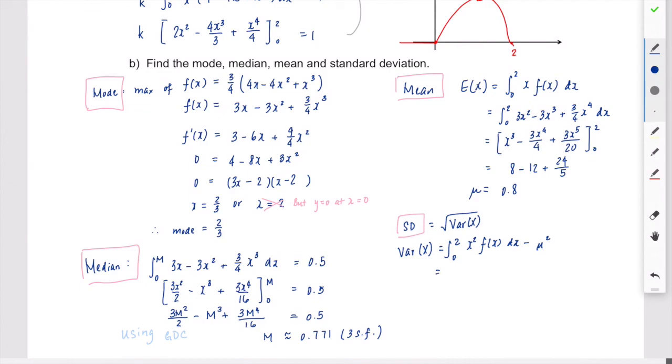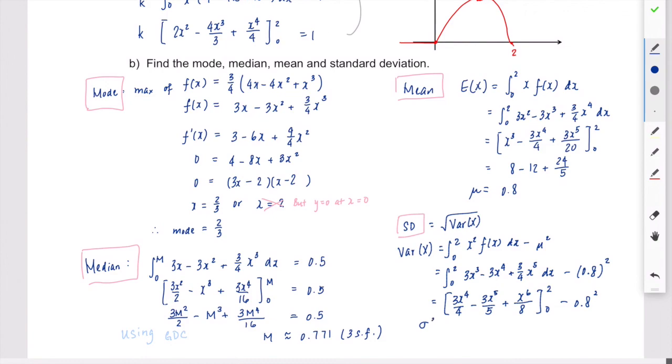Okay, so here we have the integral from 0 to 2, x squared, so times f of x, 3x cubed, minus 3x squared times x squared, x4, plus 3 over 4 x cubed times x squared x5 dx minus mu squared. Mu we found to be 0.8. So what do we have? 3x4 over 4 minus 3x5 over 5 plus 3x6 over 6, which is x6 over 4 times 2, 8. From 0 to 2 minus 0.8 squared.